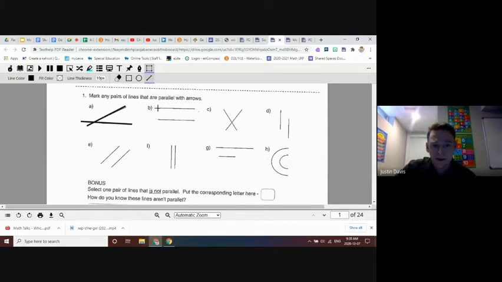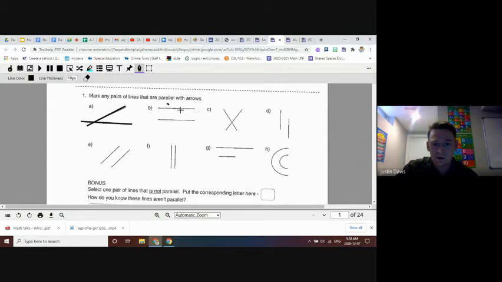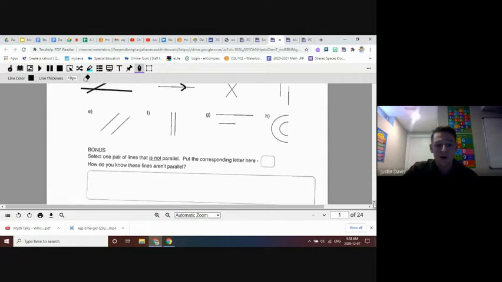But B, these ones look like train tracks. They kind of look like they're going to continue and just be together. So I'm going to use my drawing tool and mark them with an arrow on top and an arrow on the bottom. So just kind of like that. It says bonus, select one pair of lines that is not parallel. Put the corresponding letter here and explain how you know they aren't parallel.